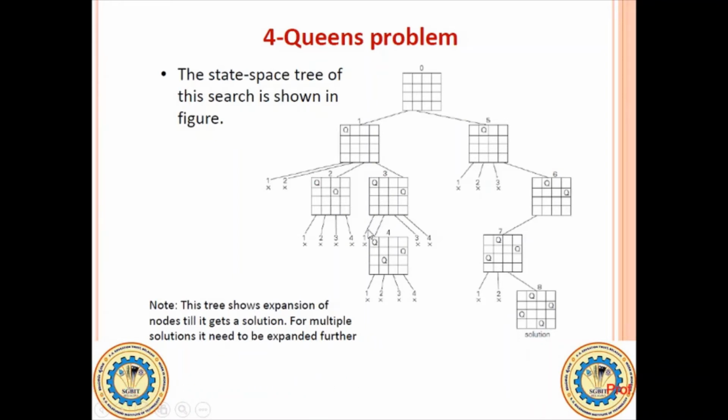Now we can check for a place for queen 3. Can we place it in the first place, that is the third row's first place? No, we cannot, because queen 1 and queen 3 will be in the same column. So can we place it in the second place of the third row, that is the second column of the third row? Yes, we can place it there, because no queens are in the same row, same column or diagonal. Hence we have placed it here. You just observe queen 3 is placed here. Hence no need to check for other solutions.